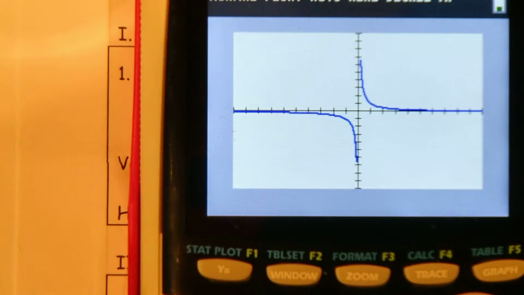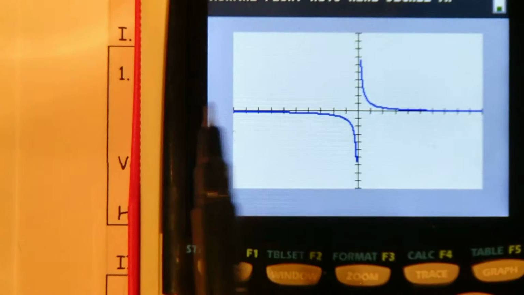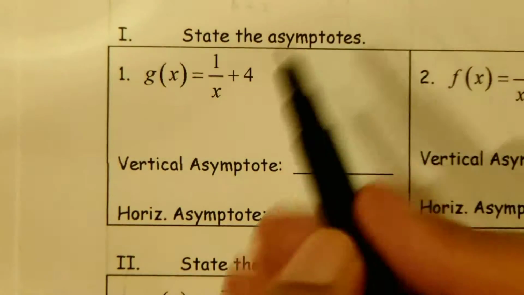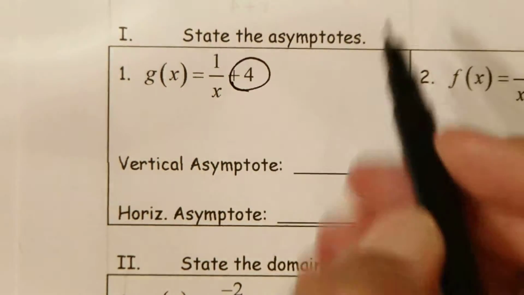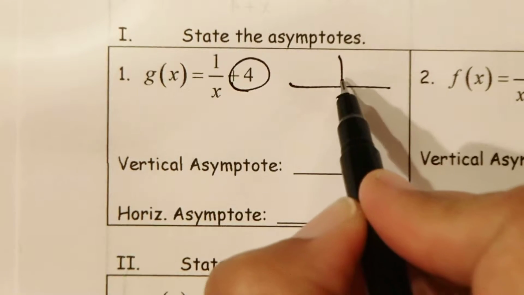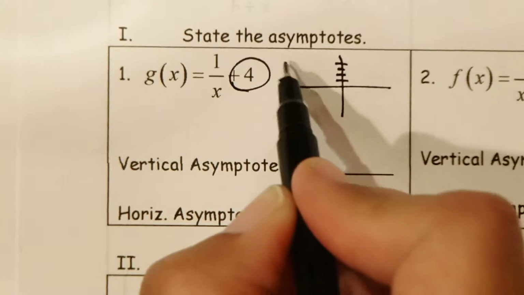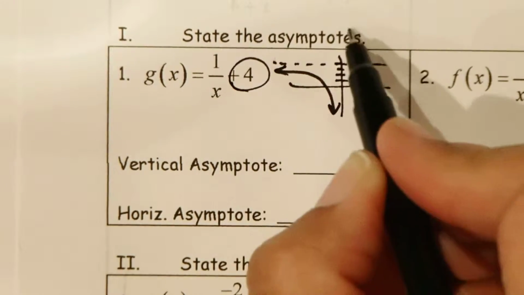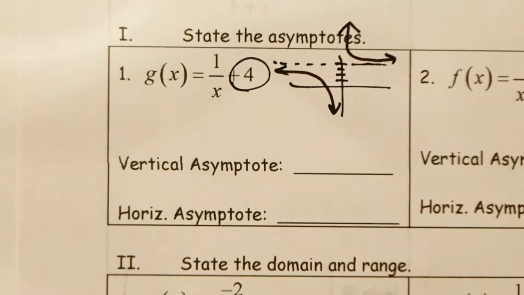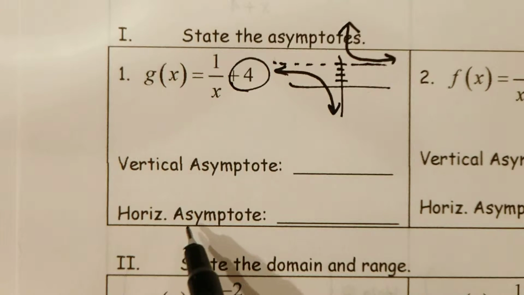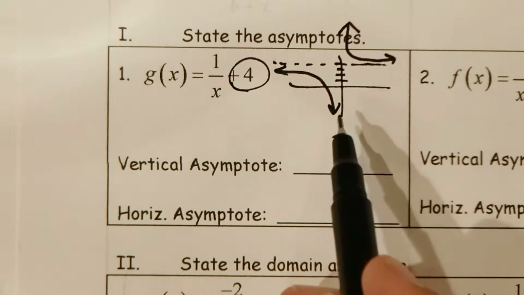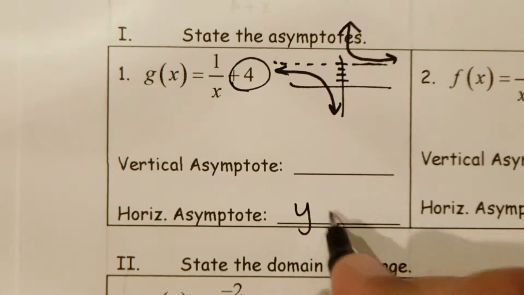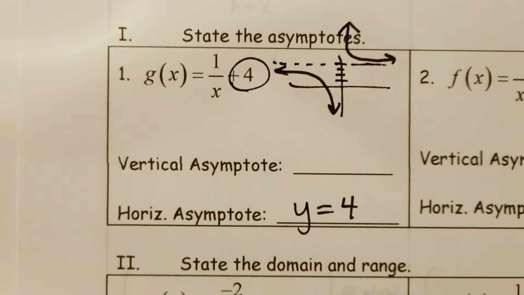So we can see that the parent function has a horizontal asymptote at y equals 0. Now keeping that in mind, this plus 4 here has translated that graph up 4 units. So now our asymptote is here, and the graph is going to look something like this. So for our horizontal asymptote, instead of y equals 0, which it would be without this 4, it's now going to be y equals 4 because it's been moved up.